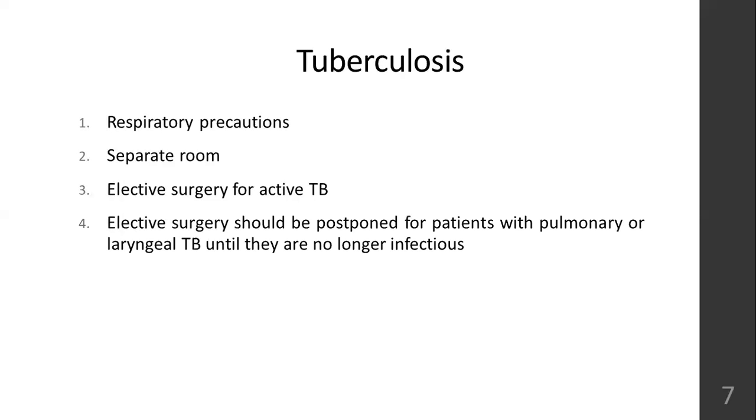Elective surgery should be postponed for patients with pulmonary and laryngeal TB, especially, until they are no longer infectious. When the patient goes under anesthesia, certain tubings are used to make sure that the airway is intact and the patient is still breathing. When you have pulmonary or laryngeal TB, a lot of mucus is produced, and that can block the tubing and the oxygen flow. So that's a risky situation.